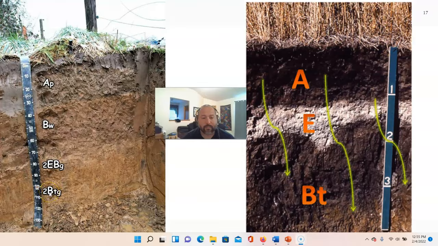combined with a B, and then there's a B layer down below, and then the G, the lowercase g, that means glaying, and then we can see the T again here, so that's that accumulation of silicate clays, and the glaying as well.